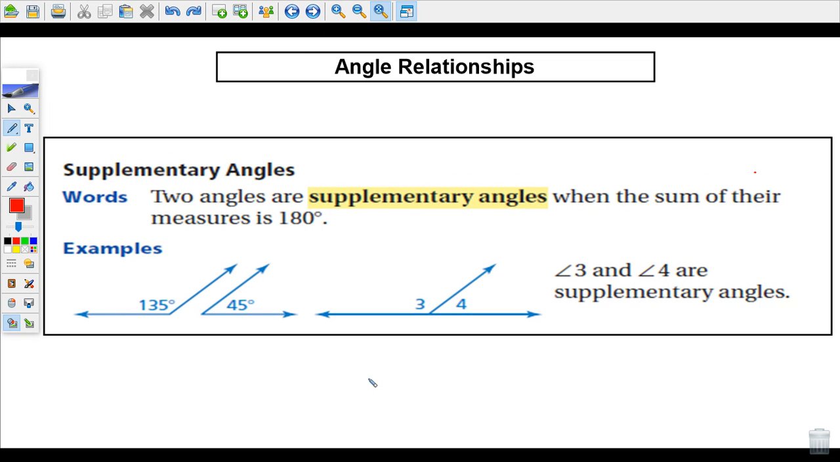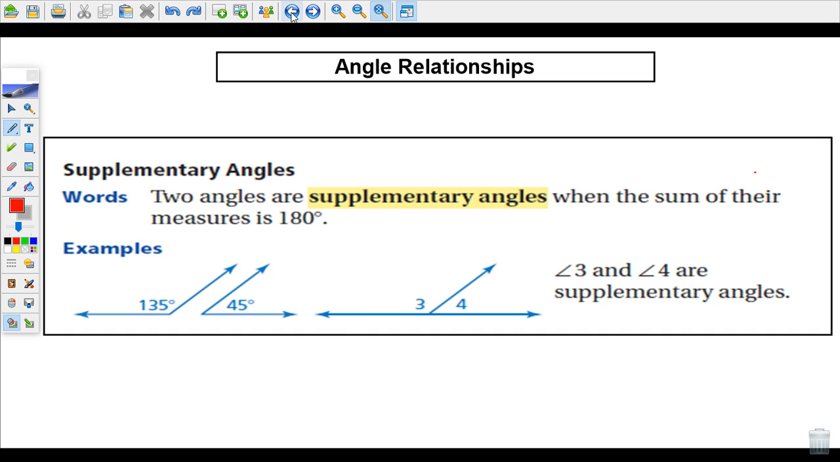The other type is supplementary angles. Supplementary angles, again, are adjacent angles, but they have a sum of 180 degrees. 135 plus 45 is 180. In this picture, you can see that angle 3 and angle 4 form this 180-degree angle down here called a straight angle, or a straight line. But angle 3 and angle 4 being adjacent to each other form this straight line.